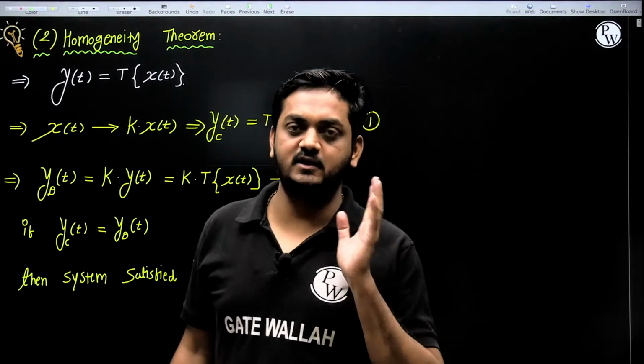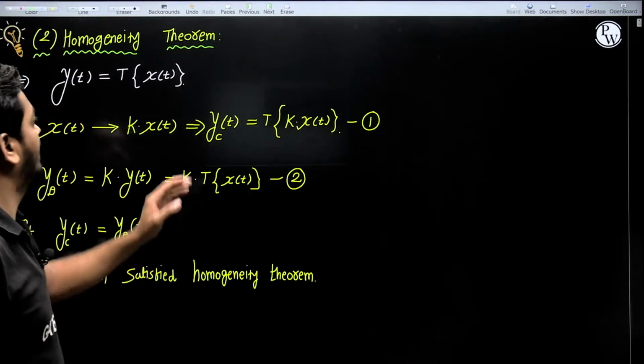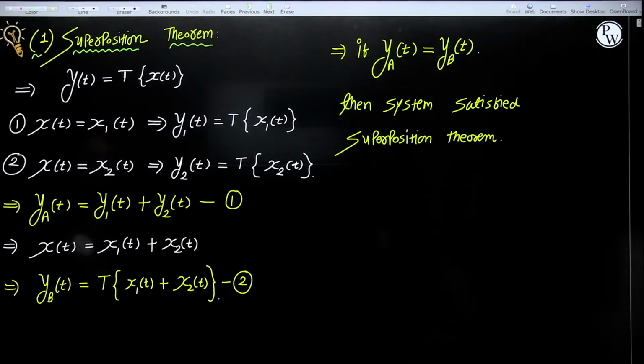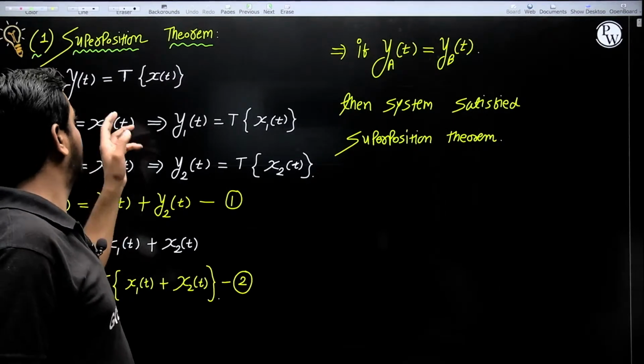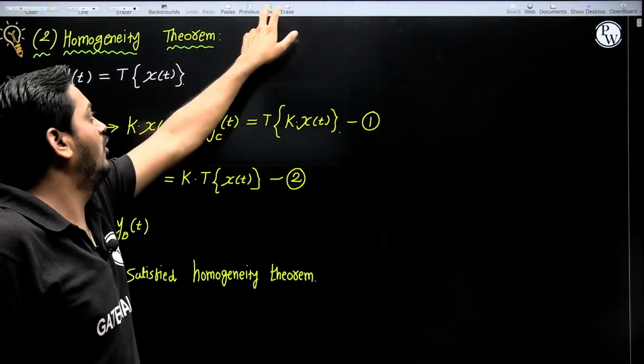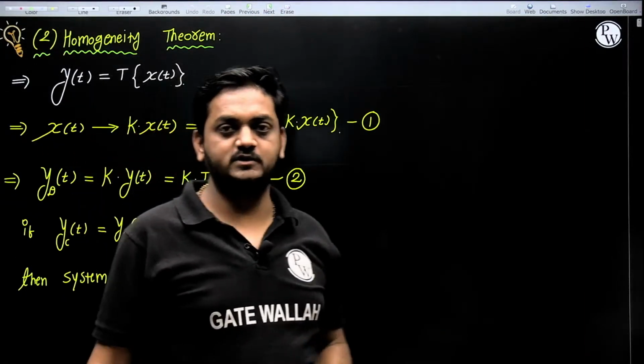Fine. Here the procedure is clear or not? Tell me in the comment box. Clear to each and everyone? So for the system to be linear, it should satisfy the principle of superposition and the principle of homogeneity, or we can say the homogeneity theorem and superposition theorem.